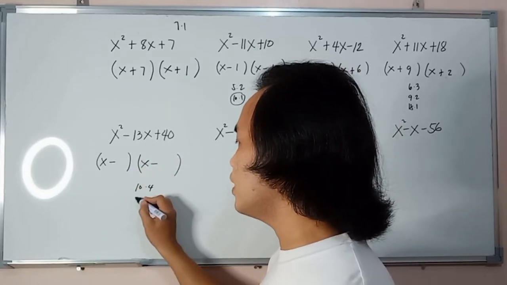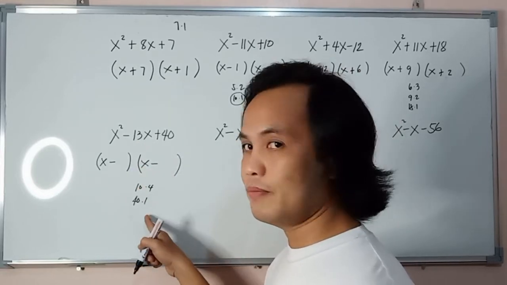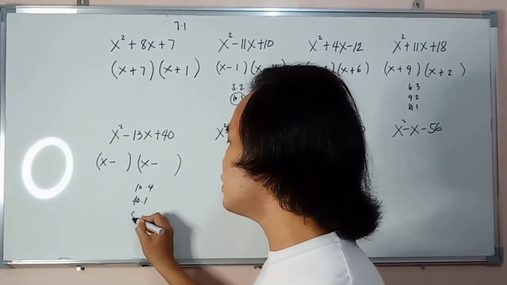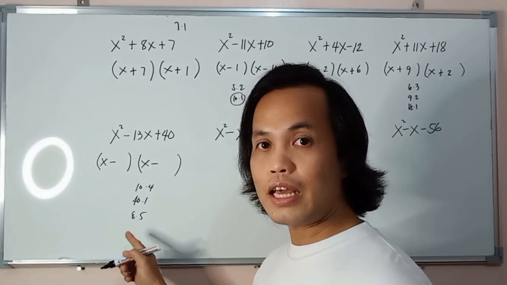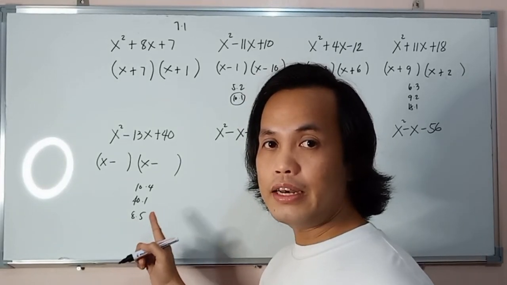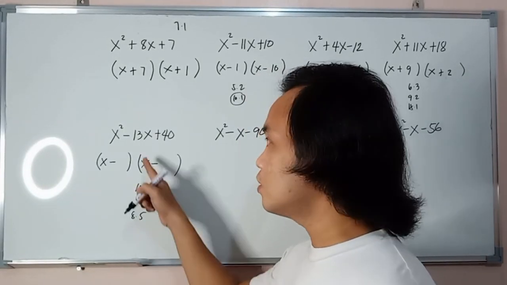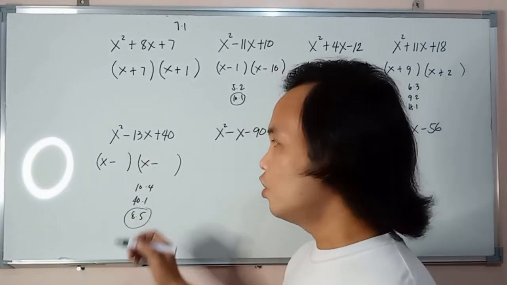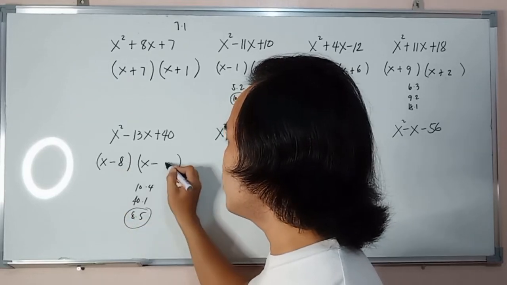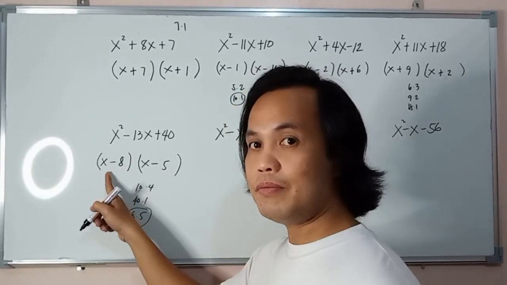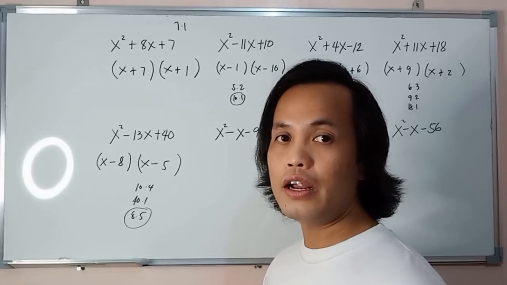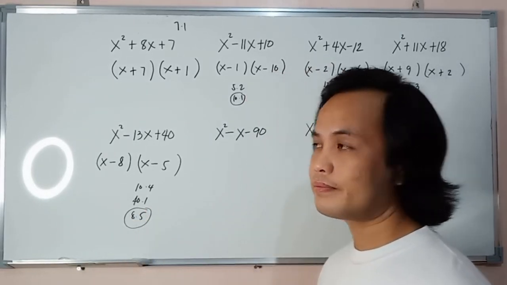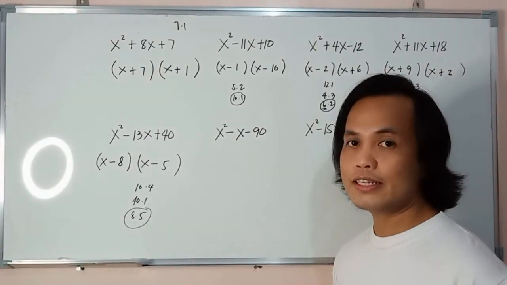We can have 40 times 1, but 40 plus 1 is 41. Another is 8 times 5. 8 times 5 is 40, and 8 plus 5 is 13. So we got here 13. Therefore, we will be using these factors. So we can write 8 here and 5 here, or we can write 5 and 8. So the factors are x minus 8 times x minus 5. Here, next example.